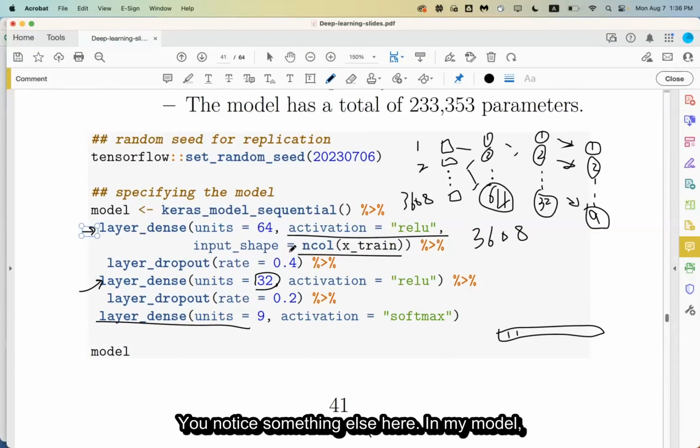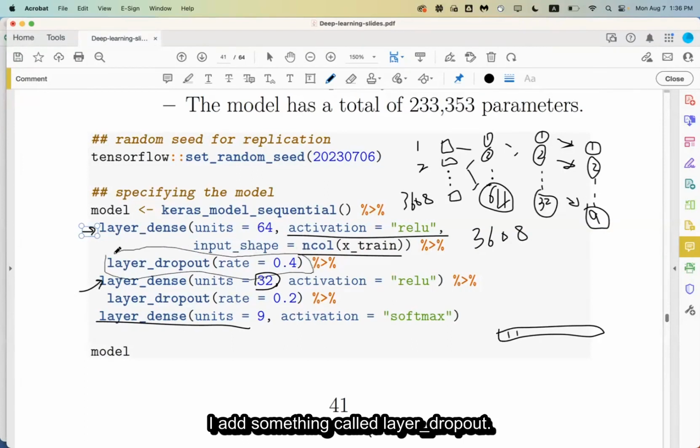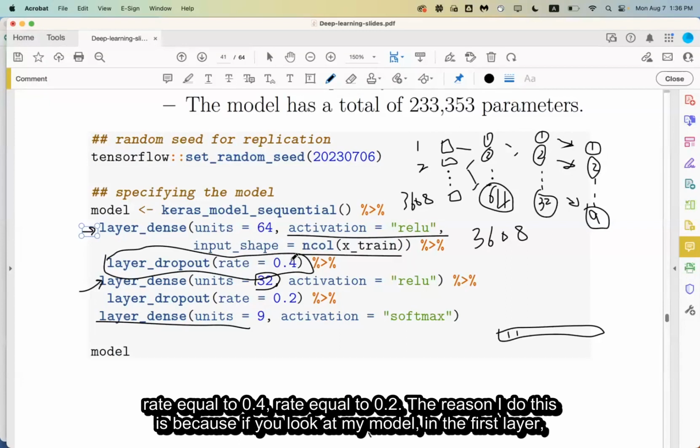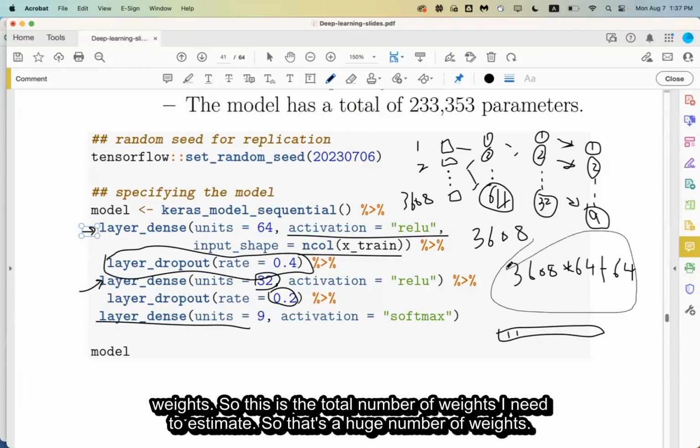You notice something else here. In my model, I add something called layer dropout, with rate equal to 0.4 here, and rate equal to 0.2 here. The reason I do this is because if you look at the model, in the first layer there's a multiplication of the inputs by 64 plus 64 weights. So this is the total number of weights I need to estimate. That's a huge number of weights.